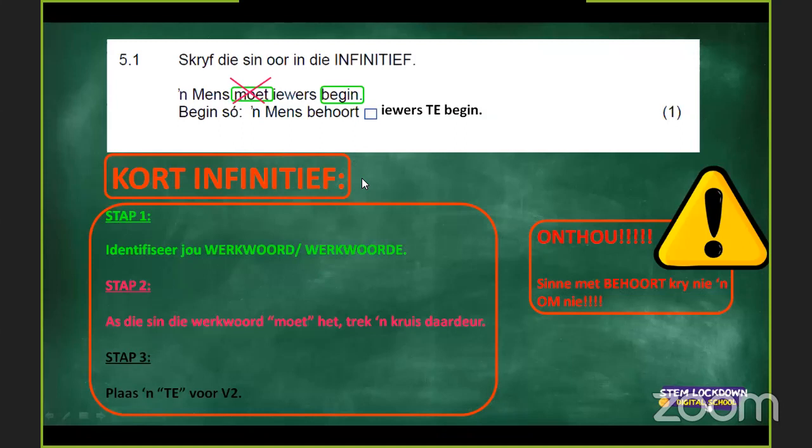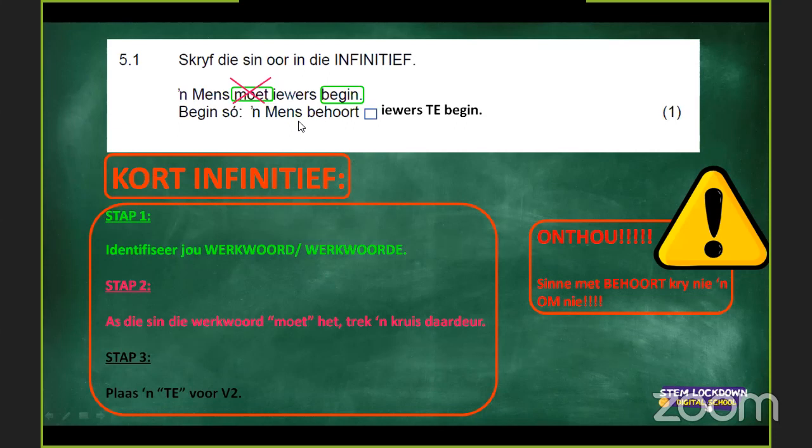Nou wil ek so 'n bietjie kyk na die kort infinitief. I want to have a look at the infinitive. Good. So once again, like I've now explained more than once over the past 3 days, we always have to identify the verb. Okay, so kom ons kyk weer na die sin. 'N mens moet iewers begin. Okay, so we have 'n moet. And we have begin. Okay, so we have two verbs here. Now they tell you how to start. Okay, they tell you begin, so start like this.